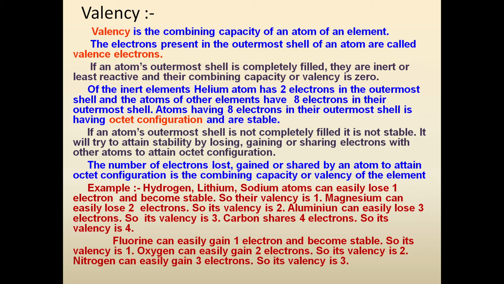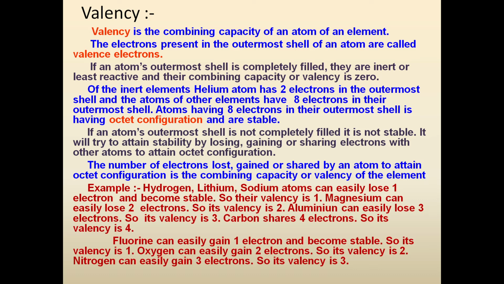Atoms want to attain a stable configuration and they can get this stable configuration either by losing electrons or by gaining electrons or by sharing electrons. So the number of electrons lost or gained or shared by an atom to attain the stable electronic configuration is known as the combining capacity, or that is also known as the valency of the element.